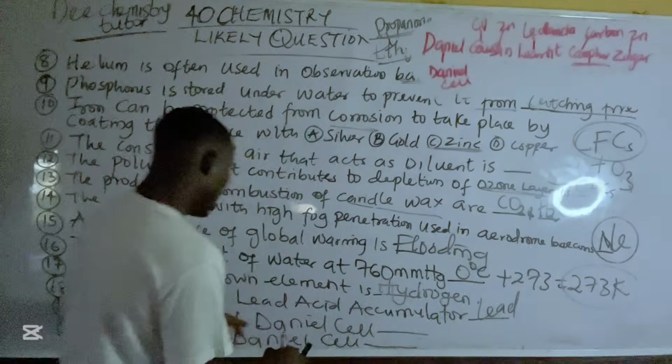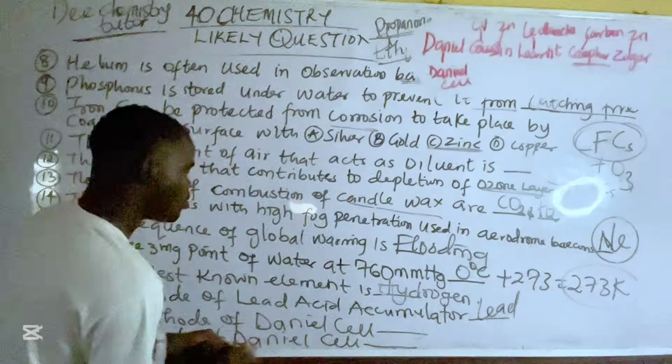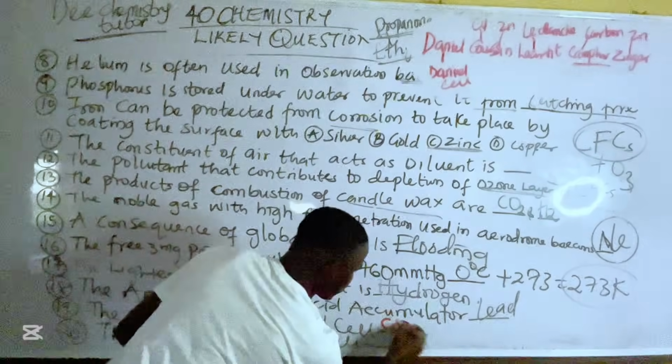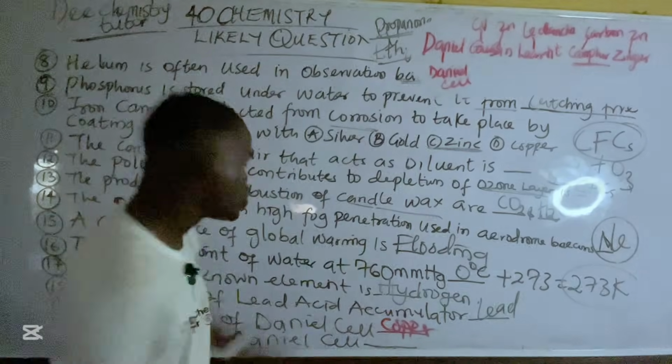Okay? So now, the answer to this question, the cathode of a Daniel cell is what? What is the cathode of a Daniel cell? Copper. Now, what is the anode of a Daniel cell? The anode is zinc.